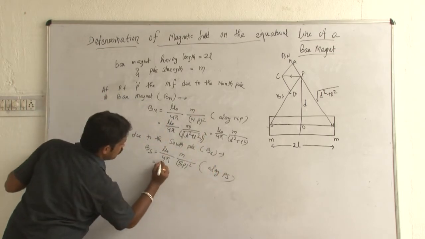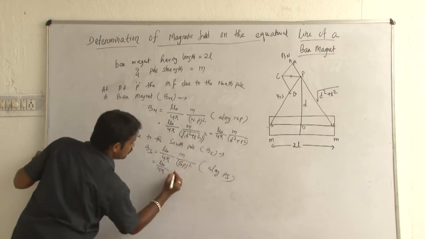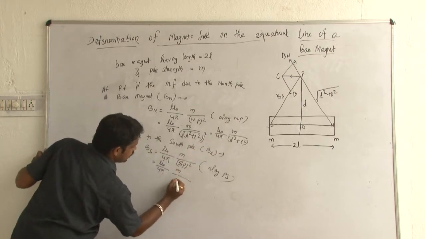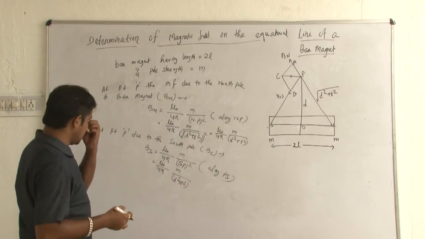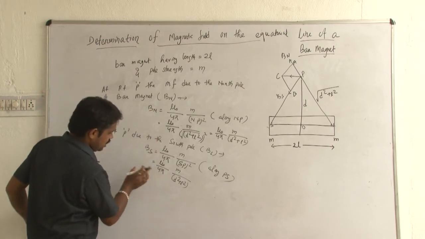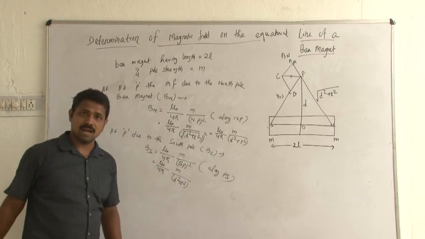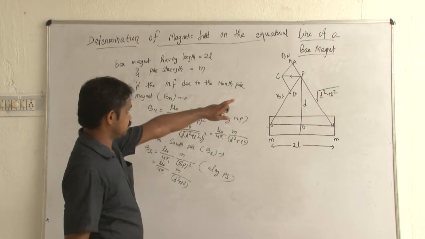So now that is equal to mu 0 divided by 4 pi, the value remains the same, m, and the SP value is d square plus l square. Simply root over whole square, that means d square plus l square. Clear? So now this is Bn and this is Bs. Very simple. Understood? Okay. So now all of you look at the figure.